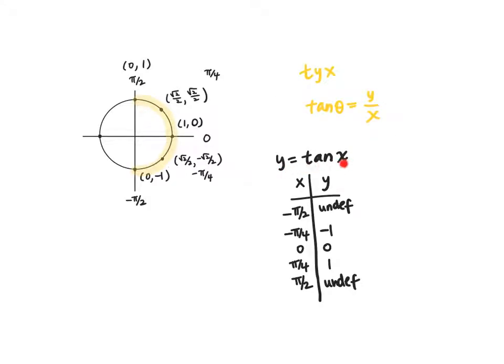Let's take a look at y equals tangent of x again. If we're going from negative pi over 2 to pi over 2, and we're choosing these values so that your final graph will be one smooth curve instead of two disjointed curves, we would get the following, right? Remember, SOH CAH TOA, tangent is y over x. We get undefined, negative 1, 0, 1, and undefined.